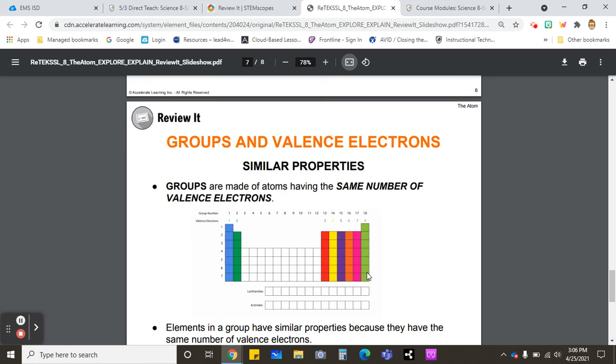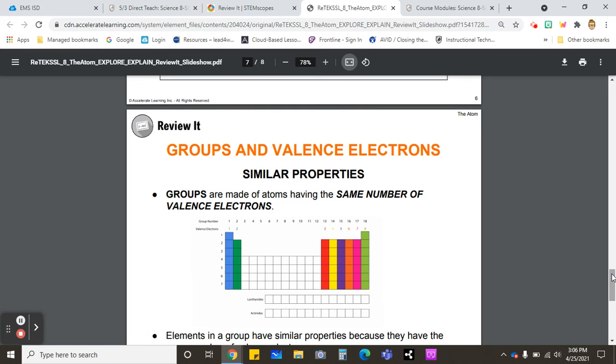And so just remember that all these other ones are reactive except 8, and then group 7 and group 1 are highly reactive. So that is a review of the atoms, and specifically how the atom and the valence electrons relate to the group on the periodic table.